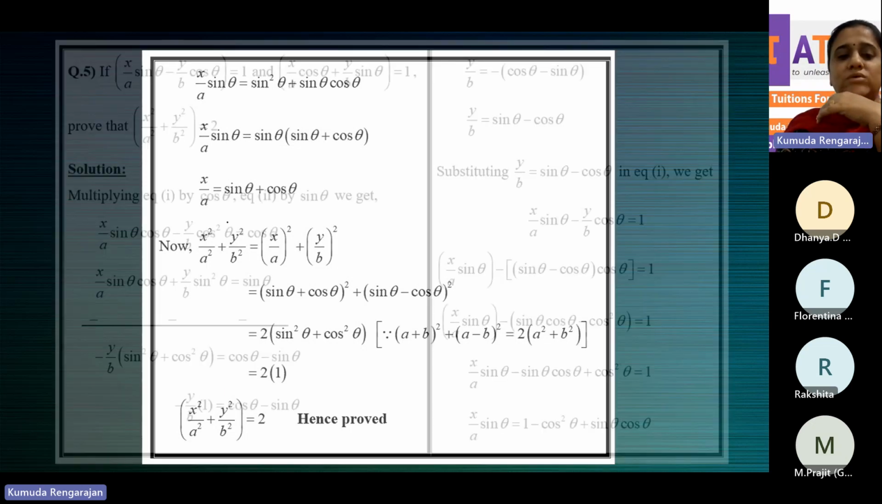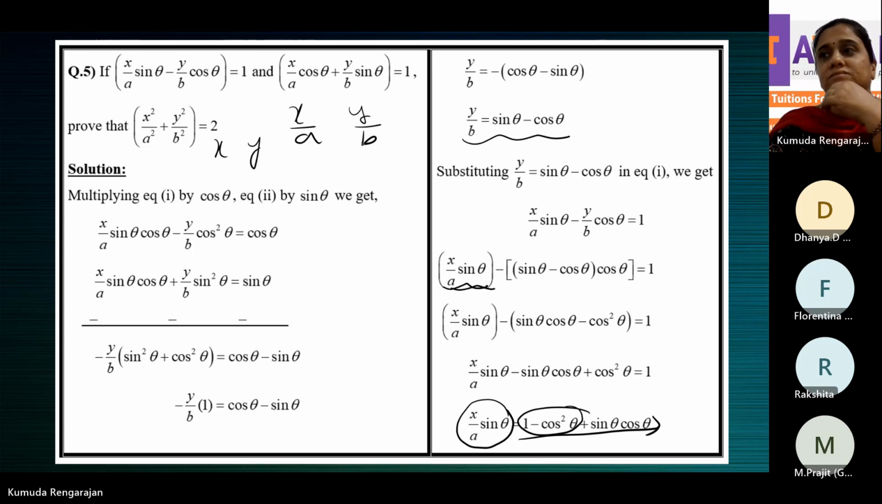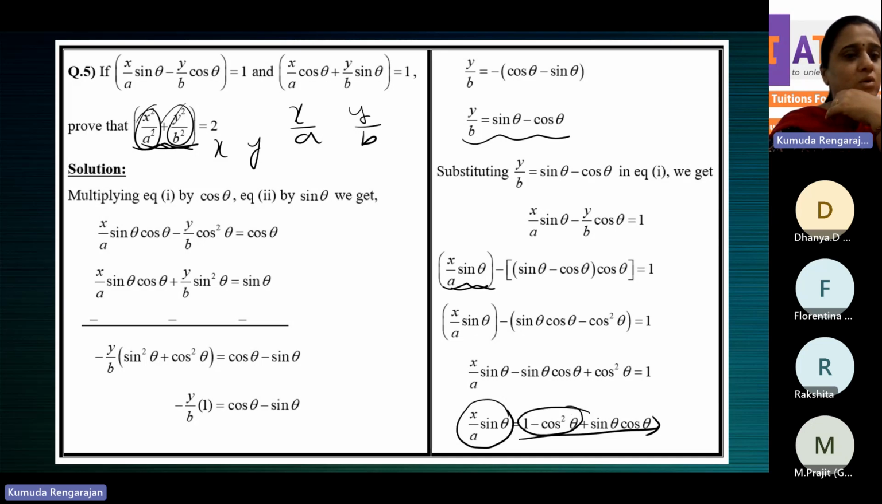So now we have found the expressions for x by a and y by b. Now substitute. Now take up this LHS. We know x by a and y by b. Work this and show that the value is equal to 2.